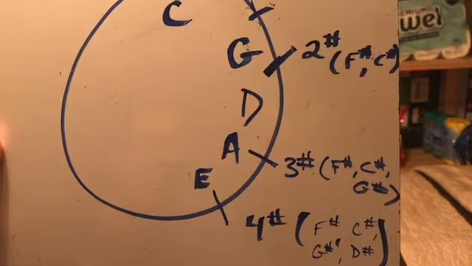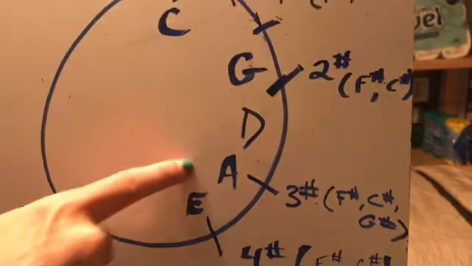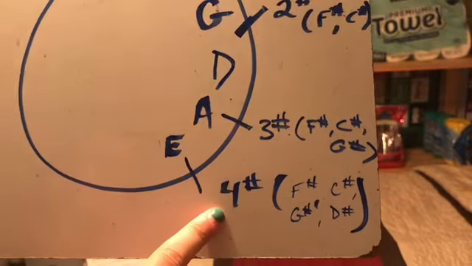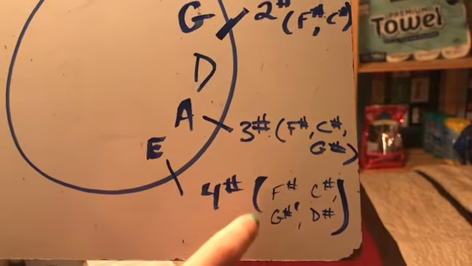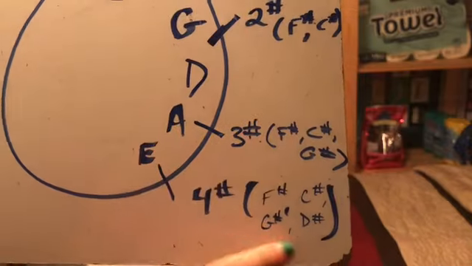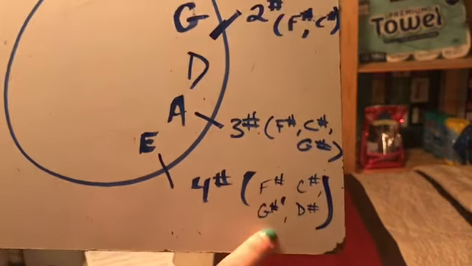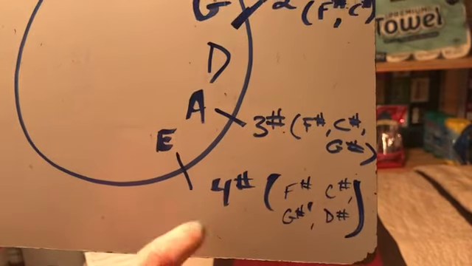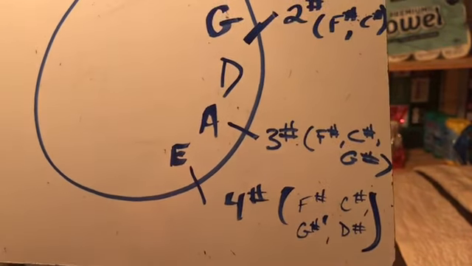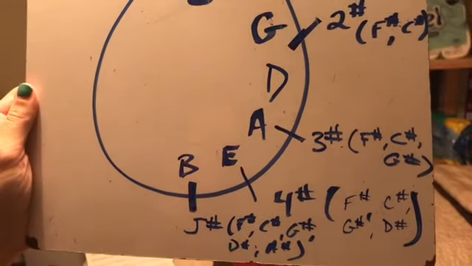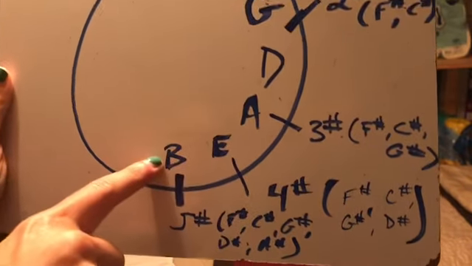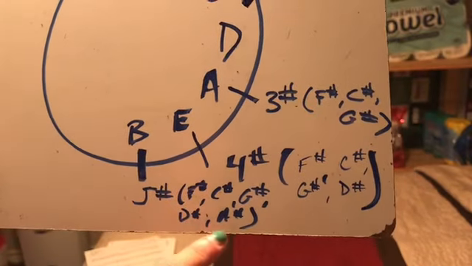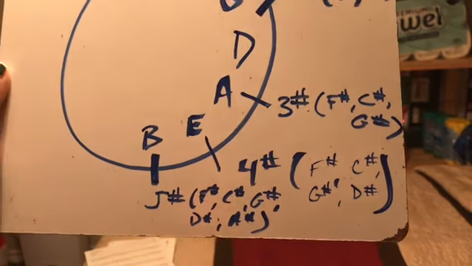If you figured out the pattern at this point, a fifth higher from A is E with 4 sharps, keeping the first 3 from the previous, and we're adding D sharp because it's a fifth higher than G sharp. So here are your 4 sharps, and your key signature is E. A fifth higher from E is B with 5 sharps, keeping the first 4, and now we're adding A sharp.